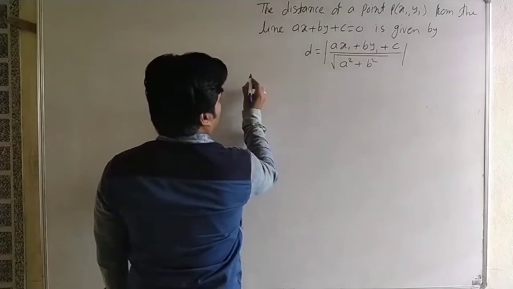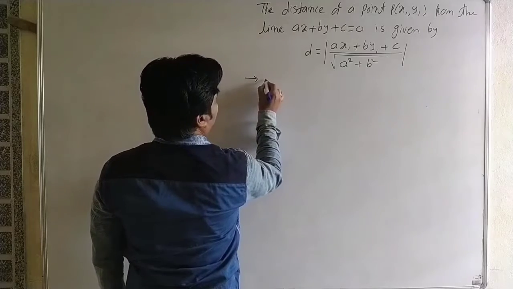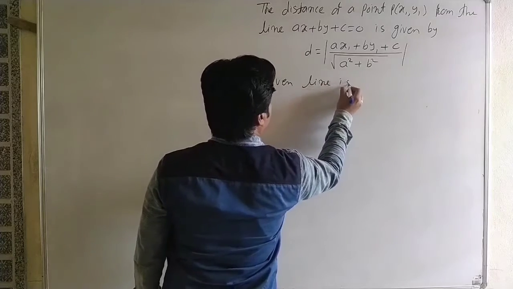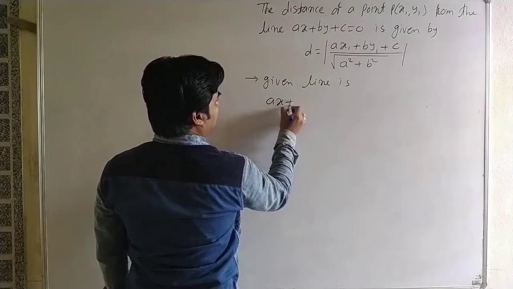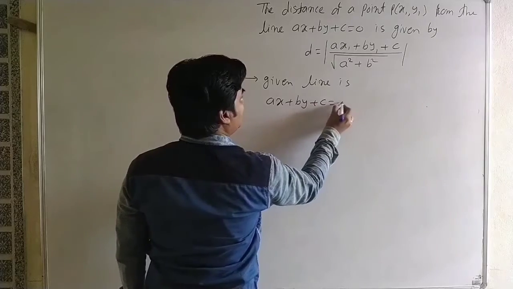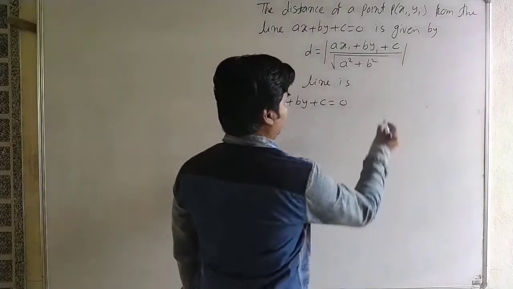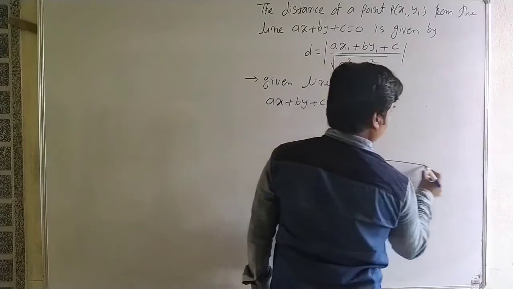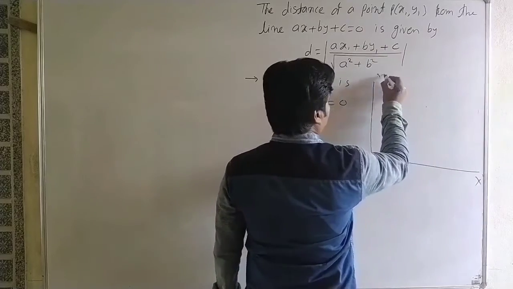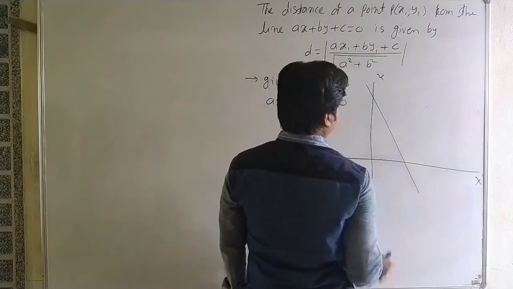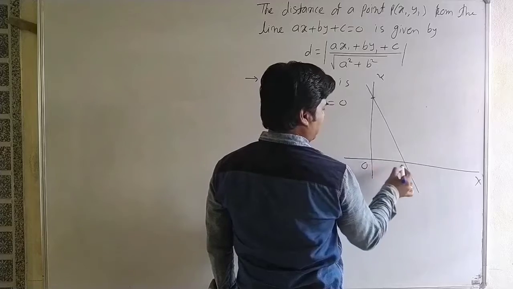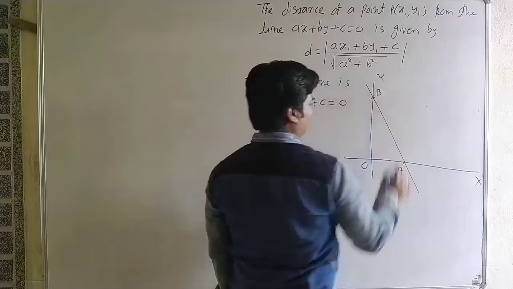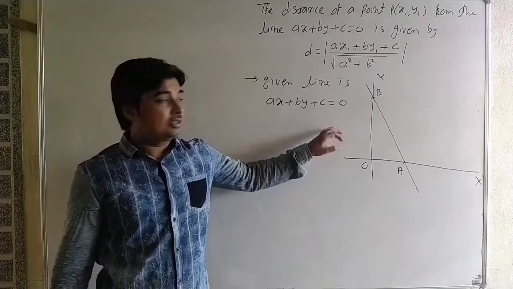Now here the proof is given. The line is ax plus by plus c is equal to 0. Any line we can take here. It is the x-axis and it is the y-axis. Now this is the given line. It intersects the x-axis and y-axis at, suppose, A and B.